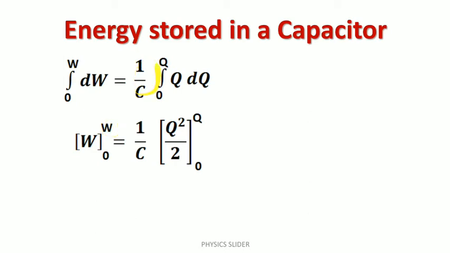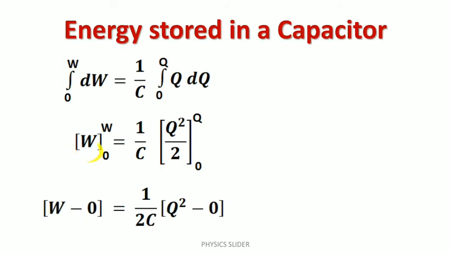1 upon C as it is, and the integration of Q dQ becomes Q square upon 2. Adding 1 in power, dividing by the new power, and the limits 0 to Q. Now put the limits. In the place of W, put the upper limit W minus the lower limit 0. Here 1 upon C as it is, this 2 comes over here, and in the place of Q, put the upper limit, that is Q, with the same power, Q square, minus, in the place of Q, put the lower limit, that is 0.